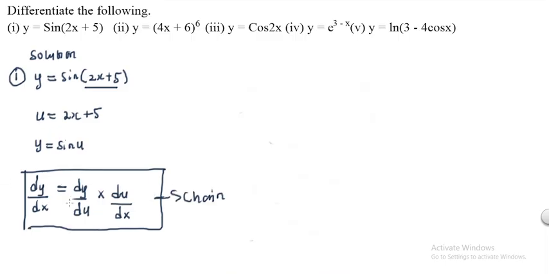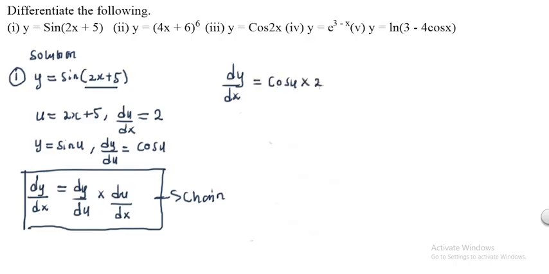So all I need to do now is to look for dy du and du dx and substitute them to get my dy dx. The thing I look for first is du dx. If I differentiate 2x, it becomes 2, and plus 5 goes to 0. Then dy du is equal to cos u. So the chain rule tells us that dy dx is equal to the multiplication of dy du, which is cos u, times du dx, which is 2. This is equal to 2 cos u. I'll go back to get my value of u, which is 2x plus 5. This is equal to 2 cos(2x plus 5). So this is my final answer for dy dx for y is equal to sine(2x plus 5).